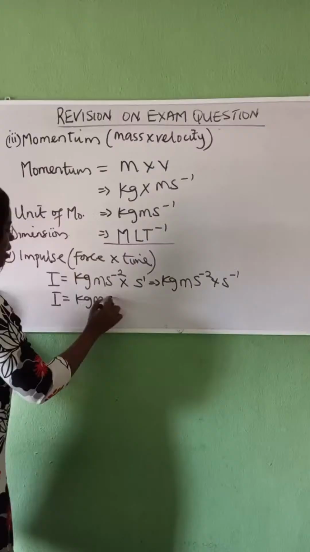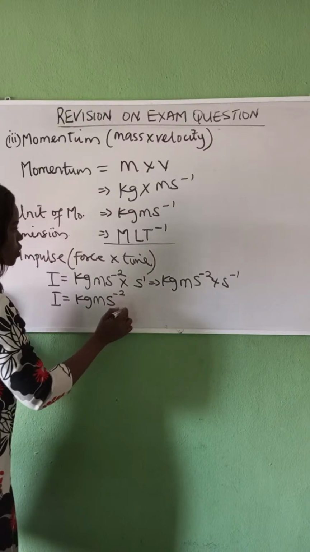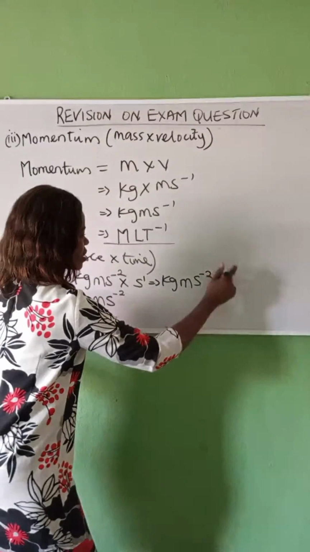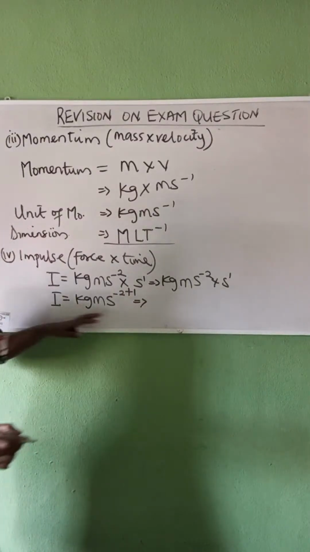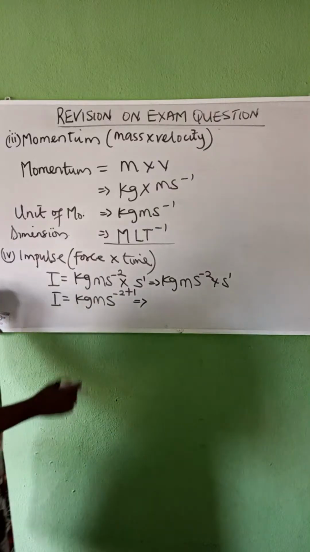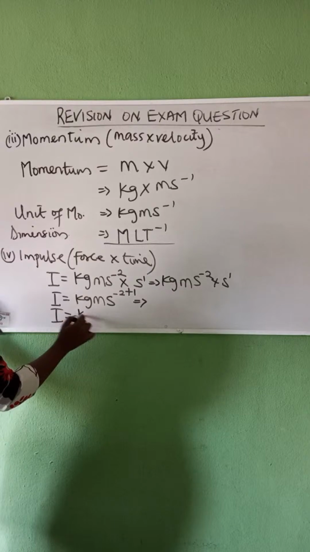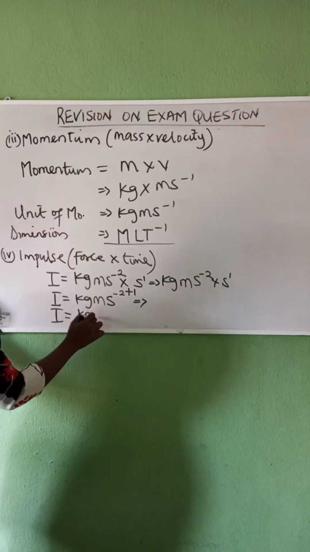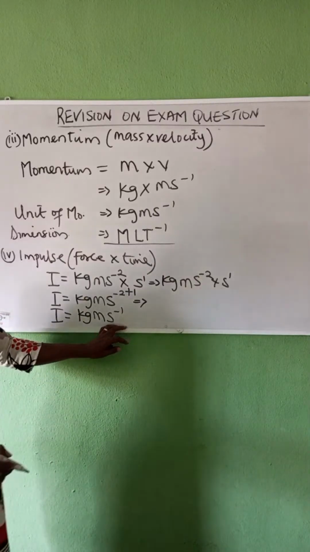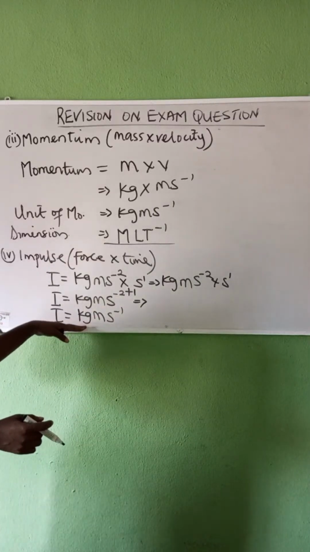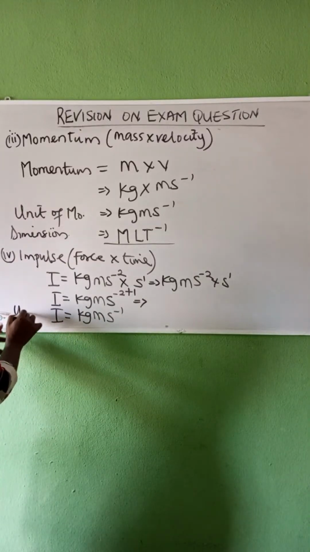Seconds to the power of minus 2. Sorry, this is 1, not minus 1. This is 1, okay? Then plus what? 1, right? So what do I have? Then I'll have again that the unit of impulse becomes kilogram meters per second. Is that clear? Impulse is what? Kilogram meter per second. That is the unit of impulse.